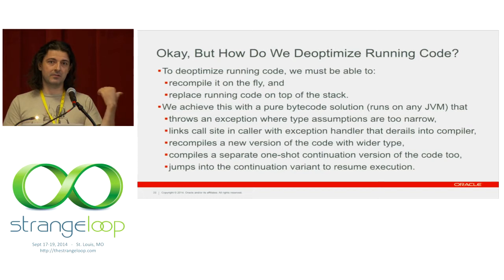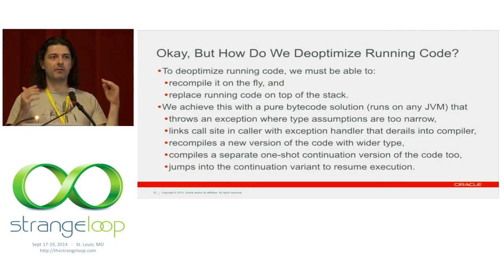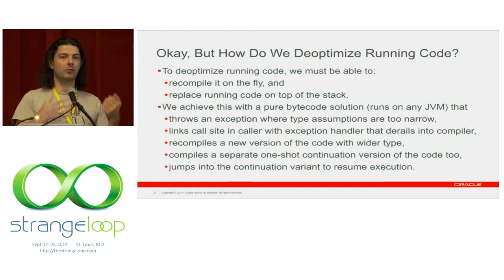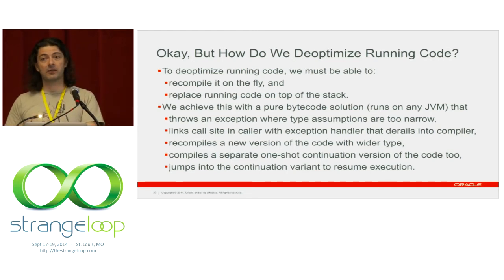So what we did, you saw that we throw an exception where type assumptions are too narrow. And whenever a function that can be deoptimized is linked, we use the invokedynamic try-catch combinator to catch this exception in the caller. It must be in the caller because we need to jump out of the function that needs to be deoptimized. We need to remove it from the stack. So we need to jump back to the caller. The caller catches the exception, derails into the compiler.